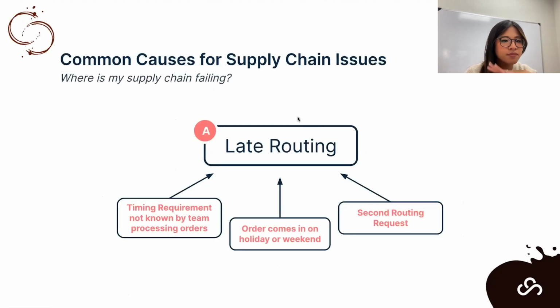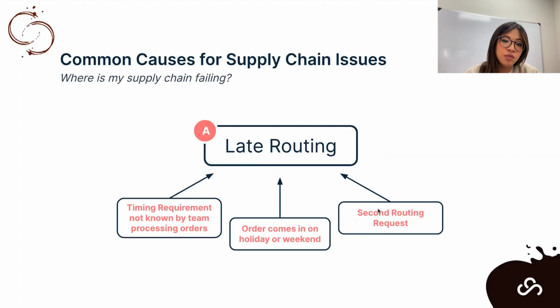So, common causes for late routing: like we talked about, a lot of times the timing requirement is just not known by the teams, because Walmart isn't always great about sharing this information. So, 4 p.m. CST, and the order comes in on a holiday or weekend. And a lot of times too, there's a second routing request. Walmart will actually count your second routing request. If you route an order and then you reroute it later, after 4 p.m. CST, they will count that second routing request.